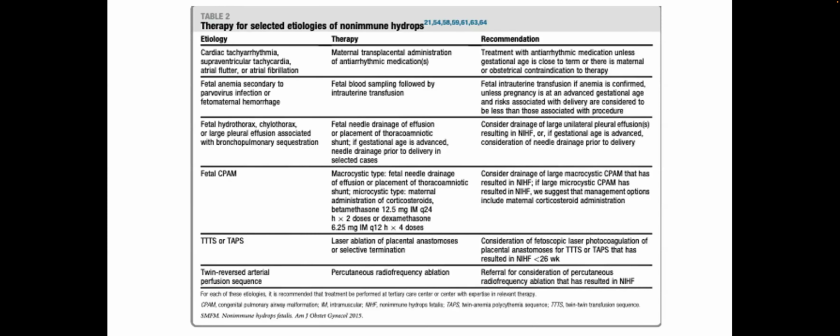And some of the therapies you can do antenatally for non-immune hydrops: you can administer maternal transplacental antiarrhythmic medications in case of supraventricular tachycardia. You can do a fetal blood sampling followed by IUT in case of fetal anemia secondary to parvovirus infection. A needle aspiration can be done if there's a fetal hydrothorax, chylothorax, or large pleural effusion, for example because of bronchopulmonary sequestration. CPAMs also can be handled, basically the macrocystic types. And in twin-twin transfusion syndrome and TAPS, you can do laser ablation of placental anastomosis. So these are some of the antenatal interventions around management of hydrops.